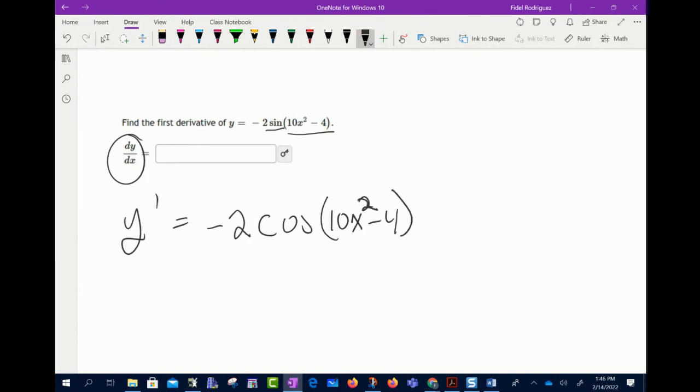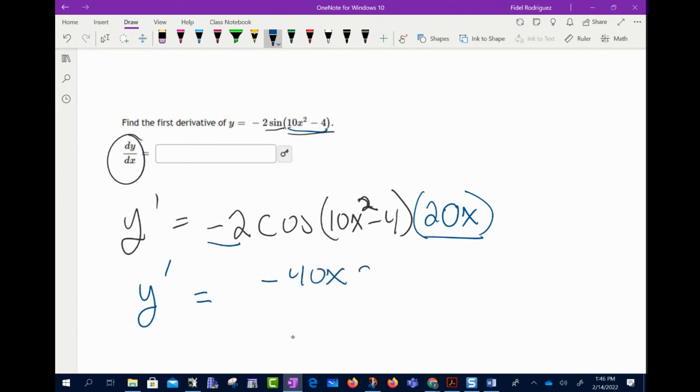Okay. Now, we still need to take the derivative of what we have inside. So what is the derivative of 10x squared? 20x. The derivative of minus 4 is 0, so we don't need it. So then our y prime would look like this: negative 2 times 20x, negative 40 with an x, cosine of 10x squared minus 4. Okay.